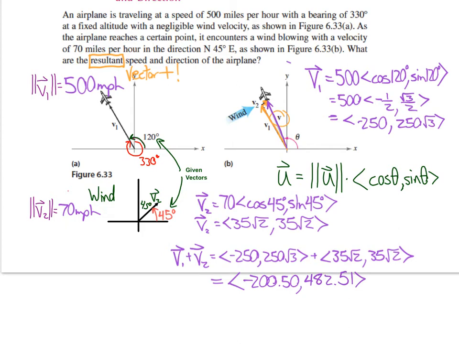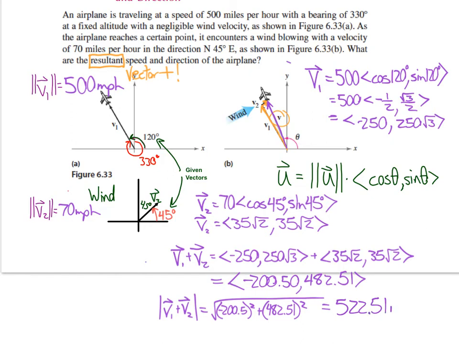So we need to now find the magnitude of this to get the resulting speed. So that's going to be the square root of negative 200.5 squared plus 482.51 squared, which is 522.51. And this would be miles per hour, because this is the magnitude of the velocity, which is our speed. Okay, so you notice actually the wind, even though it was pushing us off course, it was actually pushing us so that we were going a little bit faster than what the plane could do by itself, because it was just trying to go 500.